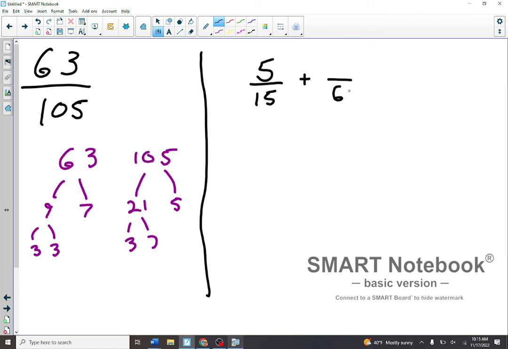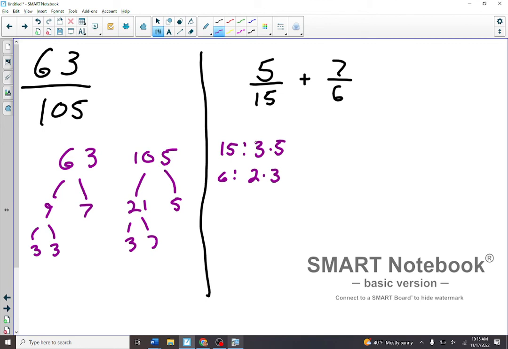And 6 over 7. If you get the bottom, it's the same. Good. I have to get the bottoms the same. The best way to do that is I'm going to factor the 15 and the 6. You could do a tree. If you get good at this, you could just list them. What multiplies to 15? 3 and 5, right? Those are the prime factors. And then 6 is 2 and 3. So once you get better at it, you don't need the tree.